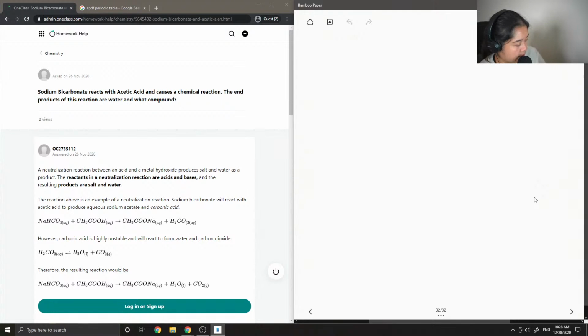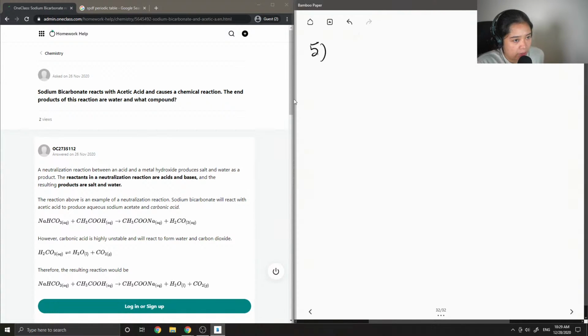Okay, so question number 5. Sodium bicarbonate reacts with acetic acid and causes a chemical reaction. The end products of this reaction are water and what other compound? Okay, so let's write down the chemical reaction that takes place.